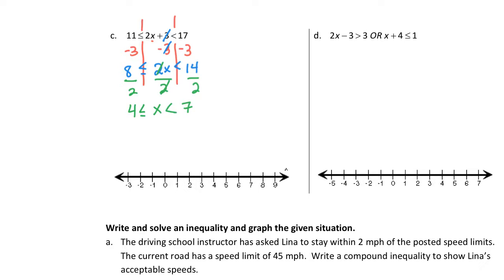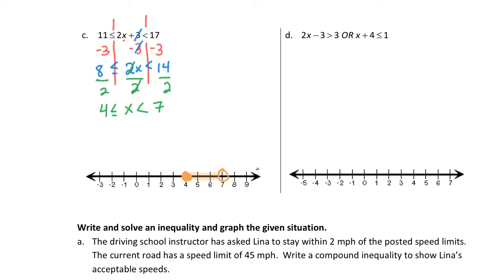Let's put on our endpoints. So at 4, we've got a closed circle. At 7, it's open, and we can see we want all the numbers in between 4 and 7 would make that inequality true.